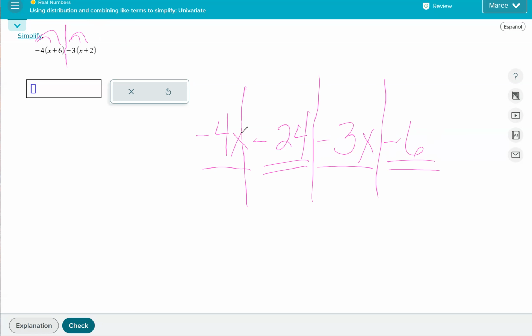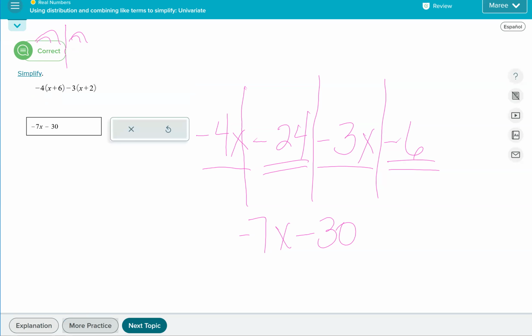Negative 4x and negative 3x, because they're both the same sign, we add 4 and 3 to get 7, and the sign stays the same. So negative 7, and we still have the x. And then negative 24 minus 6. Again, we're going to add 24 and 6, keep the sign. So it will be a negative 30. So our answer is negative 7x minus 30. I'm glad we had that one so we could go over how to do those ones. And that's the end of the lesson.